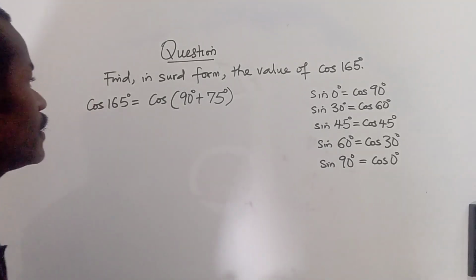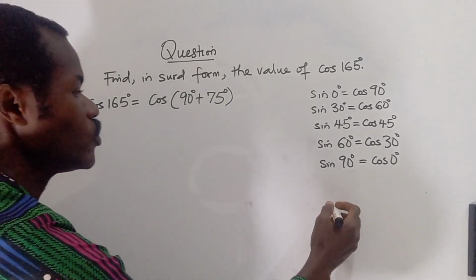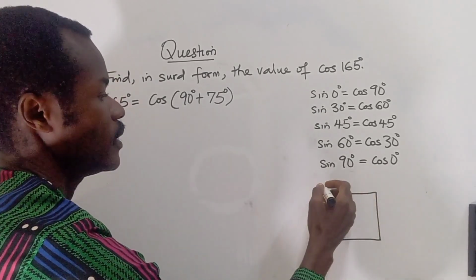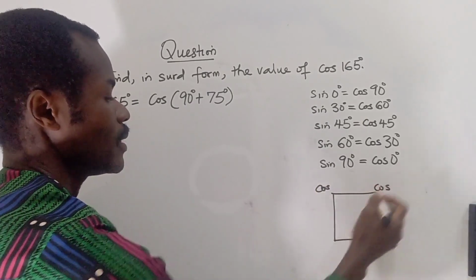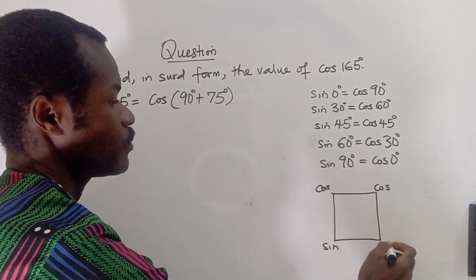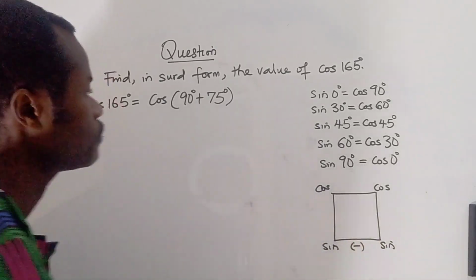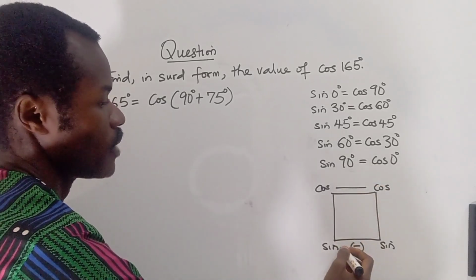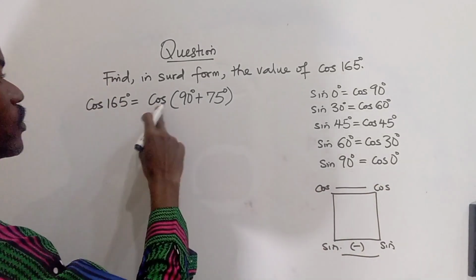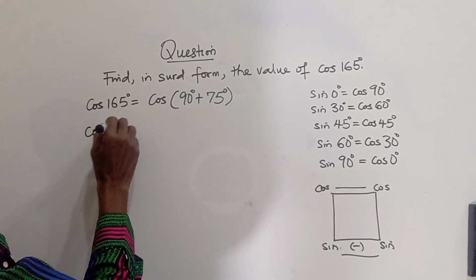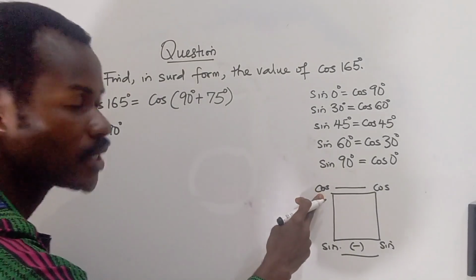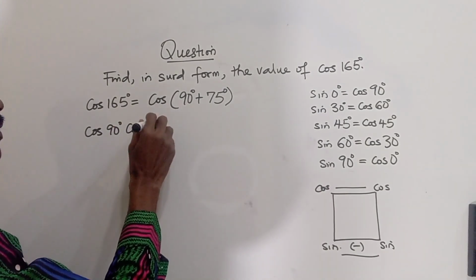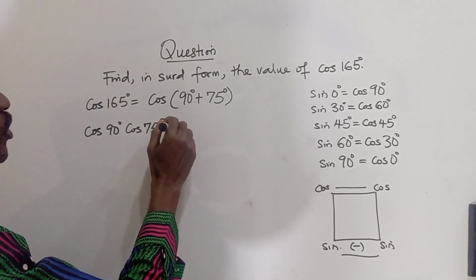Okay, so let's expand it. I'm going to use a trick, a square trick, to do that. So if I have a square, I pull this cos, pull this cos, pull this sine, and pull this sine, and let's add a minus here. We are going to go this way, and we are also going to go this way. So we have cos 90 degree according to the square trick, multiplied by cos 75 degree.